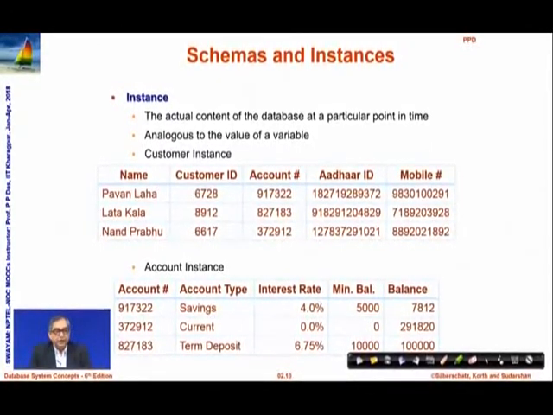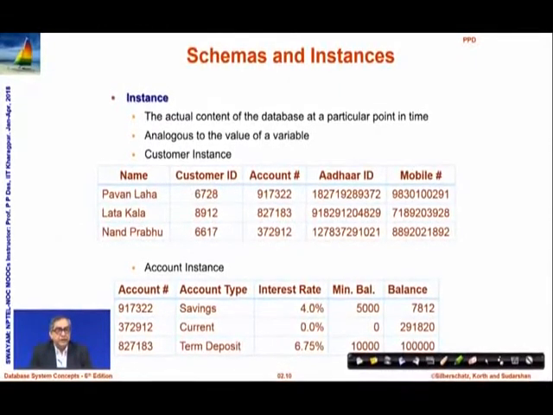So, I have just shown here a certain sample instance of the customer schema where you can see 3 customers with their name, customer ID, account number, other ID and mobile number. These are all fictitious data of course, but this is just to give you an idea of how this customer instance would look like. Similarly, we have shown an accounts instance.